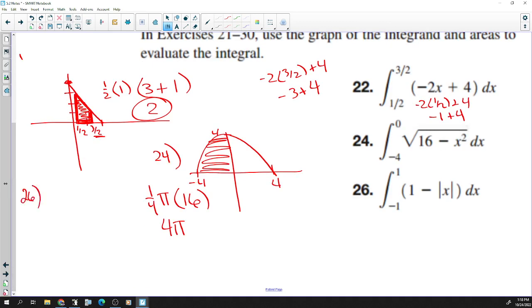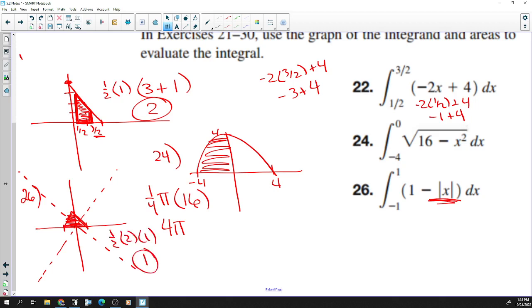26. Well, if we graph absolute value of x, it looks like this. If we turn that into negative absolute value of x, that would be flipping that over, reflecting the graph over the x-axis, and then pushing all of this up 1. So that's the triangle that we want to find the area under the curve. Well, that's 1/2. The base is 2 and the height is 1. So the answer to 26 is 1.